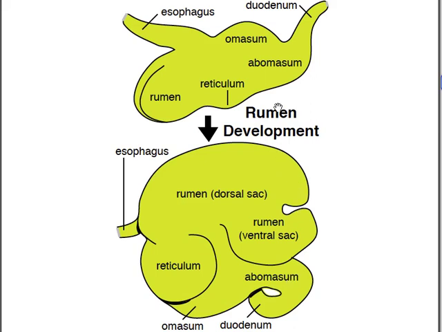Embryologically, the fermentation compartments arise as outgrowths of an embryonic simple stomach. The rumen and reticulum arise as outgrowths from the fundus region. The omasum arises as an outgrowth of the lesser curvature.